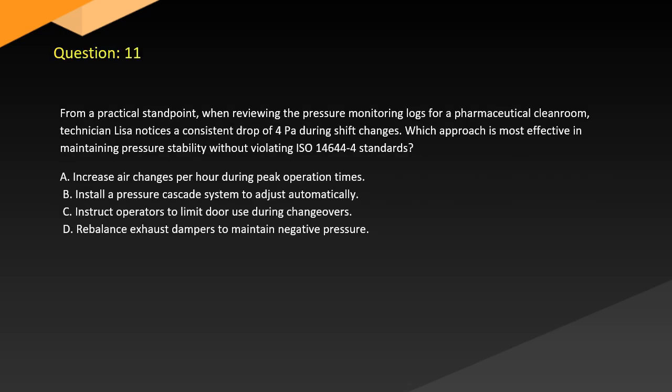Question 11. From a practical standpoint, when reviewing the pressure monitoring logs for a pharmaceutical cleanroom, technician Lisa notices a consistent drop of 4 Pa during shift changes. Which approach is most effective in maintaining pressure stability without violating ISO 14644 standards? A. Increase air changes per hour during peak operation times. B. Install a pressure cascade system to adjust automatically. C. Instruct operators to limit door use during changeovers. D. Rebalance exhaust dampers to maintain negative pressure.